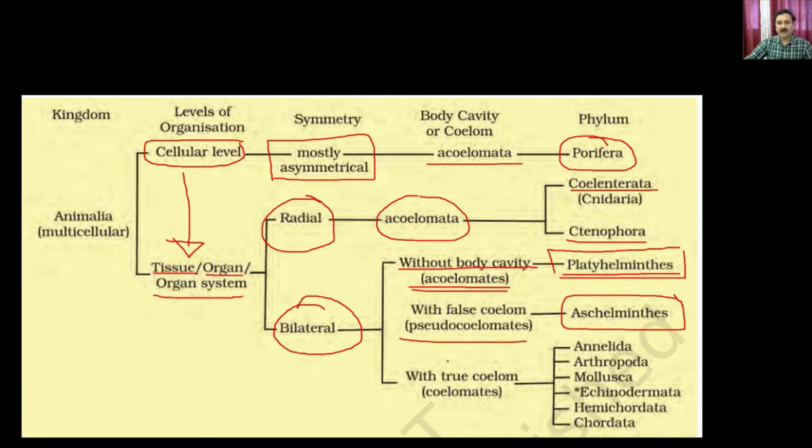In our subsequent lecture, we are going to discuss organisms which have organ systems, bilateral symmetry, and true coeloms, the coelomates. And within that, we are going to discuss the Annelida, Arthropoda, Mollusca, Echinodermata, Hemichordata, and Chordata.